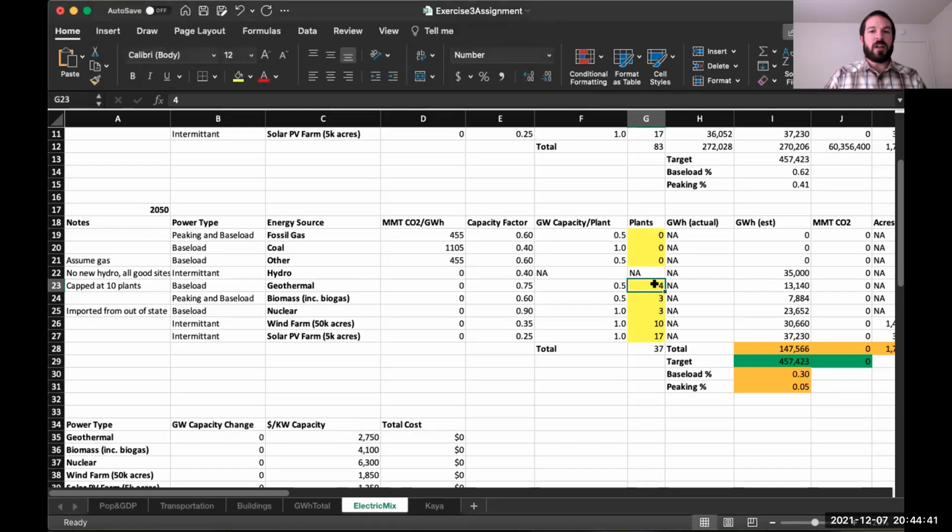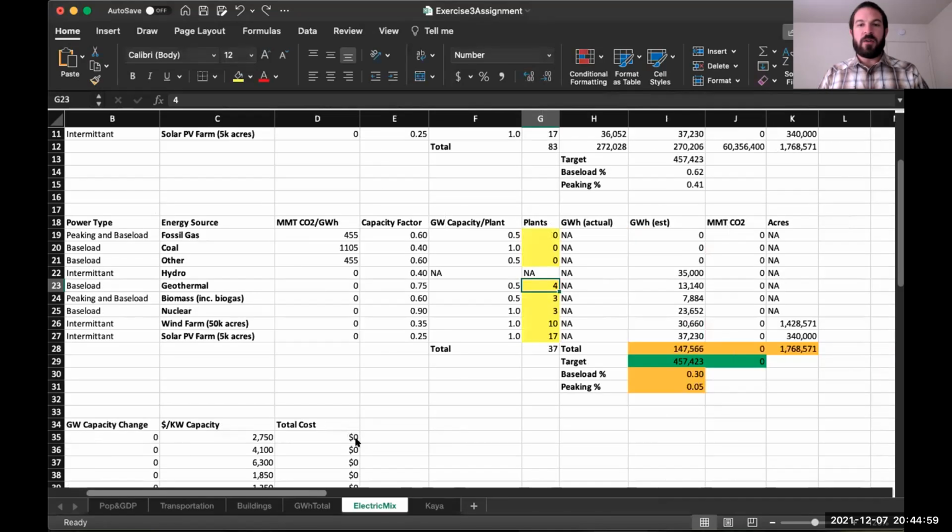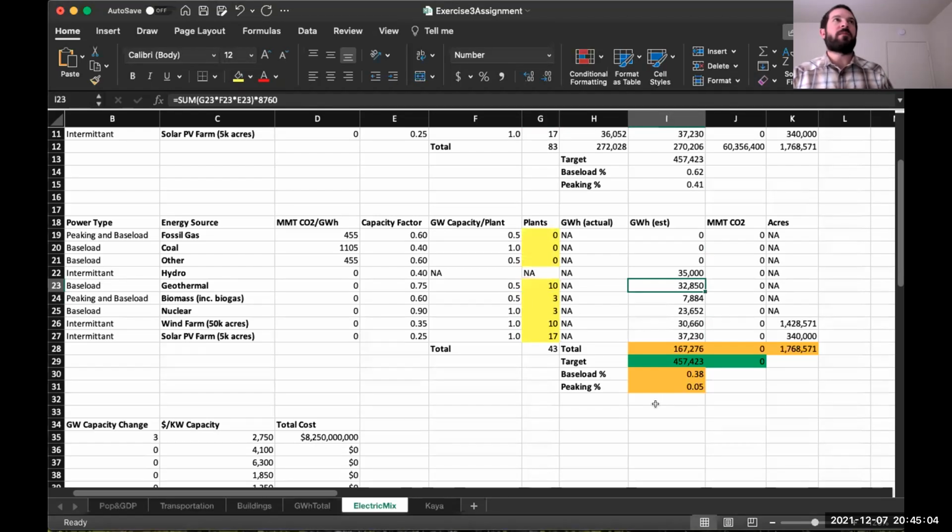Well, just to give you a start, if we say we're capped at 10 plants, let's just max that out right away. We put 10 geothermal plants in the mix. What does that do? You notice that in this column, gigawatt hours estimated, I put 10 plants here. Gigawatt hours estimated goes up from 13,000 to 32,000. The estimated sum of total gigawatt hours generated goes up by an equivalent amount.